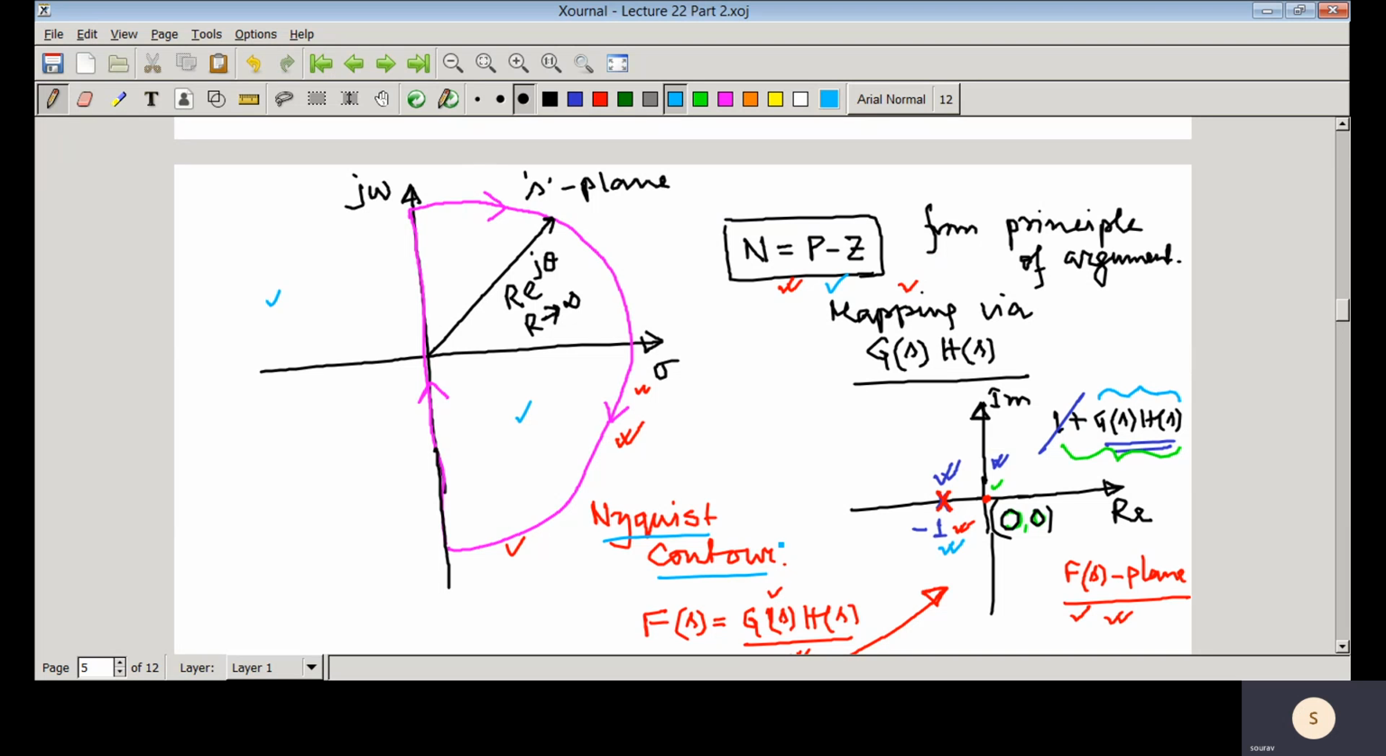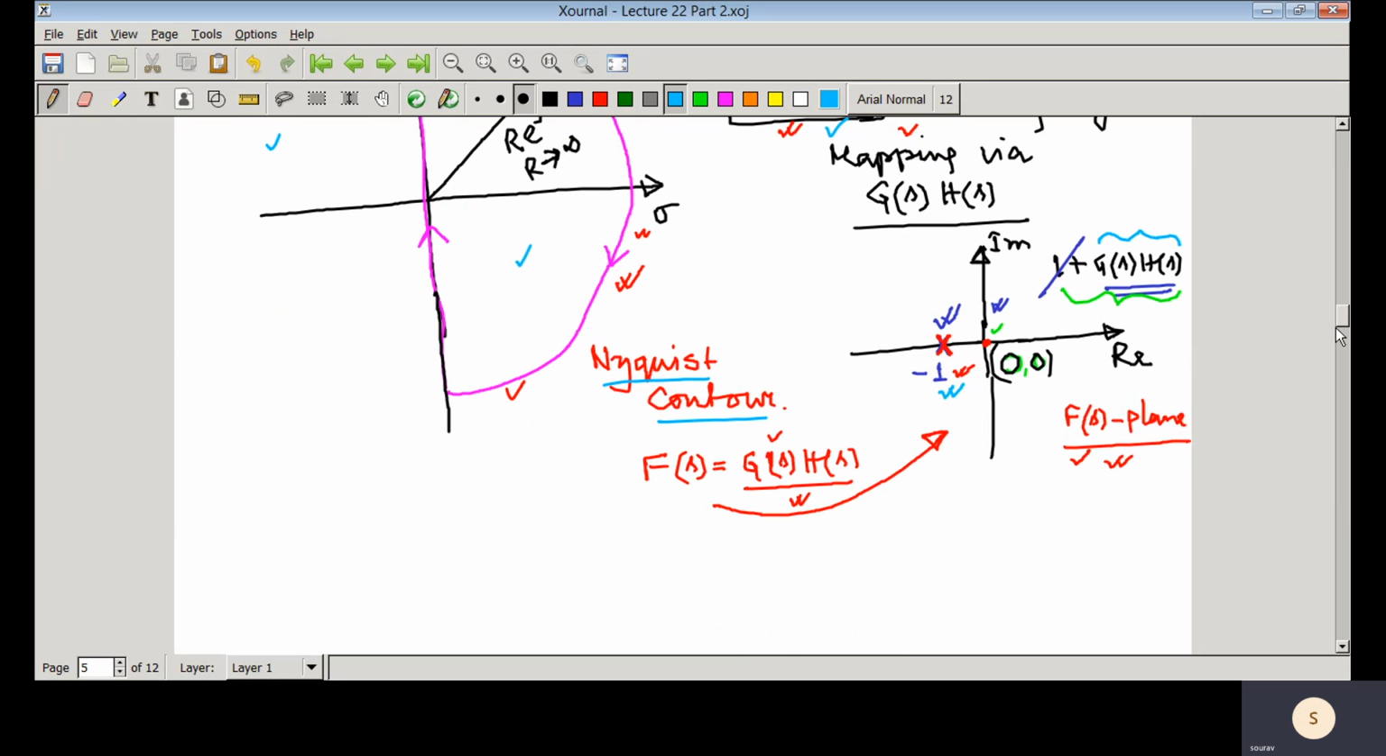So that means if we consider loop transfer function G(s)H(s), which has a pole, suppose, on the imaginary axis, in that case, how to consider that Nyquist contour? That thing we'll be discussing today. So now let us first discuss what is Nyquist stability criteria.